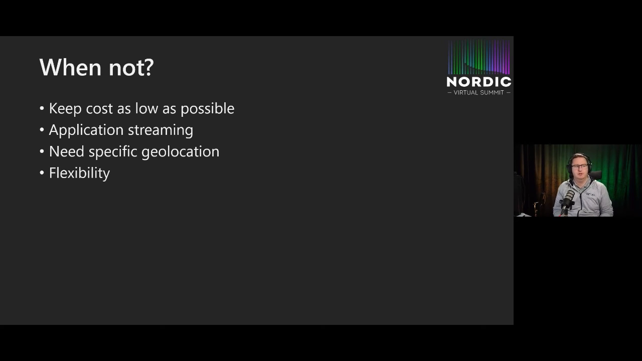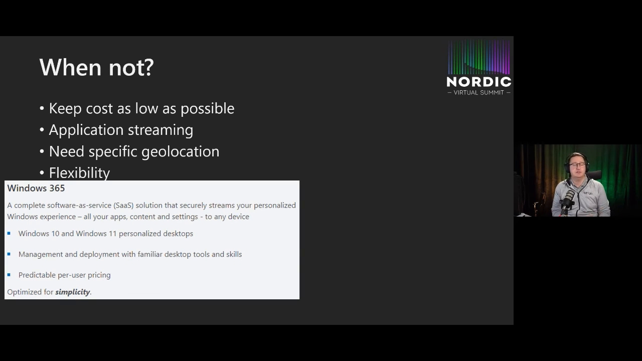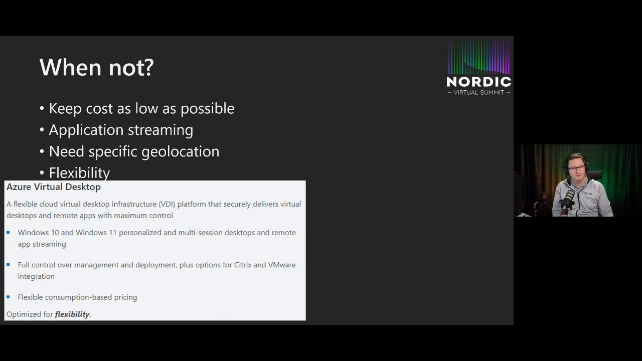Another case where Windows 365 doesn't shine is if flexibility is a key concern for you, because like Microsoft says themselves, Windows 365 is optimized for simplicity, not for flexibility. And simplicity and flexibility rarely go hand in hand. If you want more flexibility, you oftentimes have to sacrifice some simplicity. So yeah, Windows 365 is optimized for simplicity, but do you know which service is optimized for flexibility? That's right, our beloved Azure Virtual Desktop.